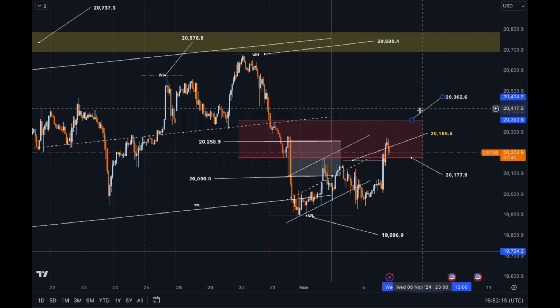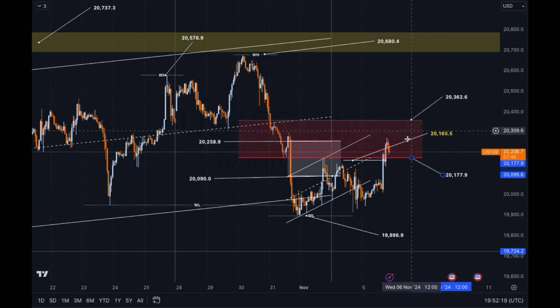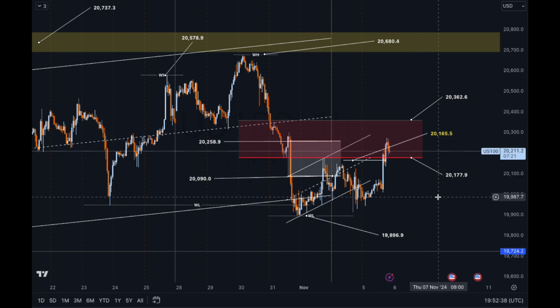So these levels over here, this level and this level, this is the zone of the daily FVG that is of super importance to us, right? And that level again is 20362.6. That's the top side of that FVG, and the bottom side of the FVG is 20177.9. That's this level over here. Okay, so now we can clearly see that price is in that FVG zone. It's in there right now.